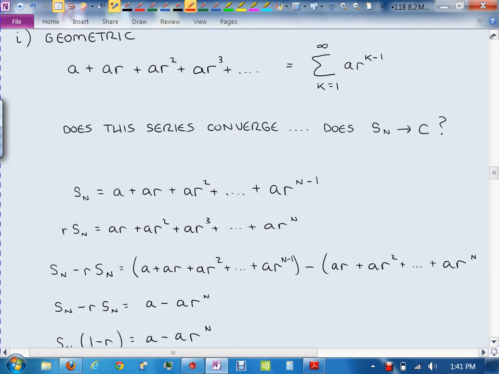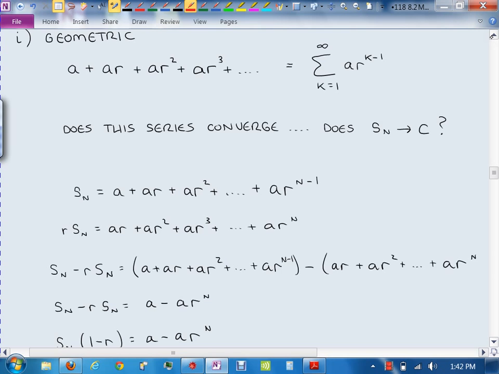So let's just look at what it would mean to add up the first n guys. The first n guys would be a plus ar plus ar squared, all the way out to ar to the n minus 1. That's important because if I stop at n, then when I plug n in up here, n minus 1 would leave me n minus 1, wouldn't it? Is that okay with you or not?